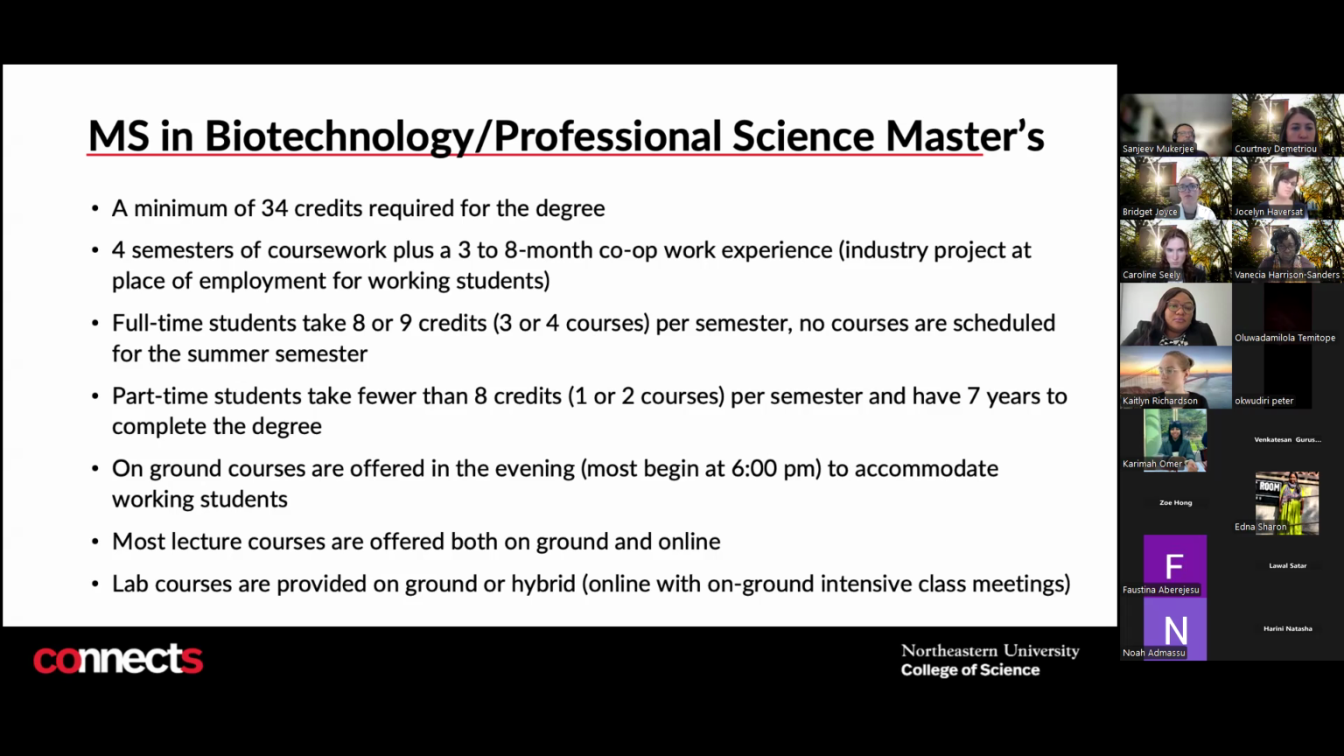Our full-time students take somewhere between 8 and 9 credits, or 3 to 4 courses a semester. Our courses are somewhere between 1 and 4 credits, so it's going to vary. And then, as I mentioned, we don't schedule courses for the summer semester, with a few minor exceptions for a specific subset of students. But we don't ask students to rely on taking summer courses.